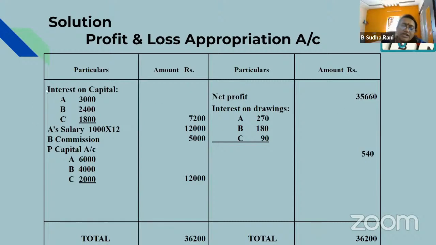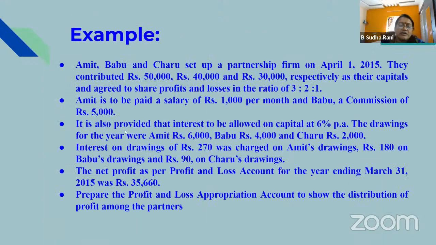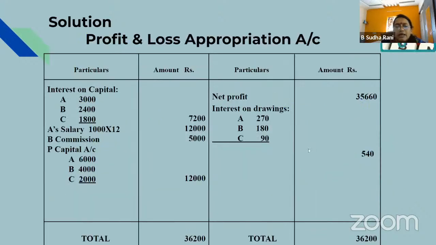Again, you should write partners capital account, and interest on capital within the brackets. So whatever the rate of interest he gave you, 6%, this 6% has to be calculated upon the capitals of partners. Okay, provided that interest be allowed on capital at 6%. So this 6% is to be calculated upon the capital of partners, and whatever you get, that is going to be the interest on capital.